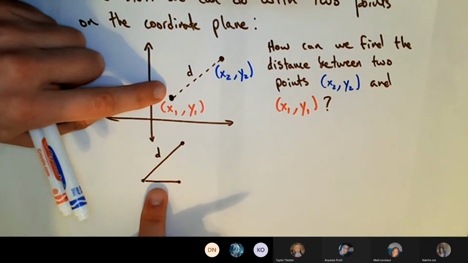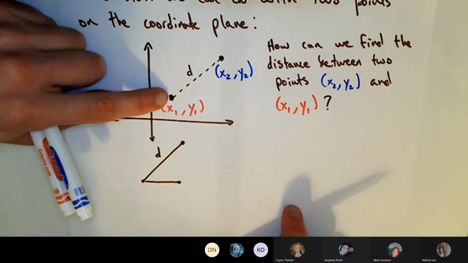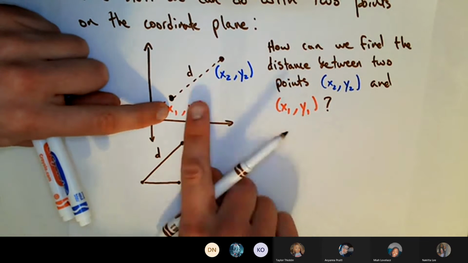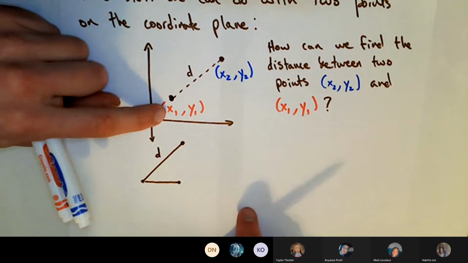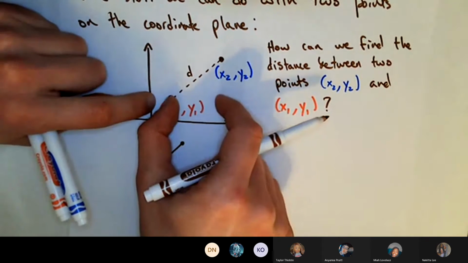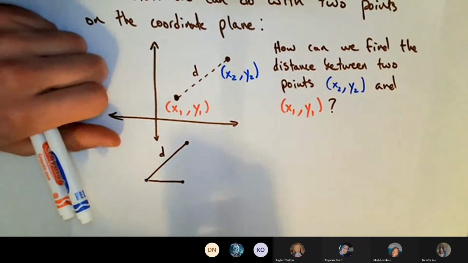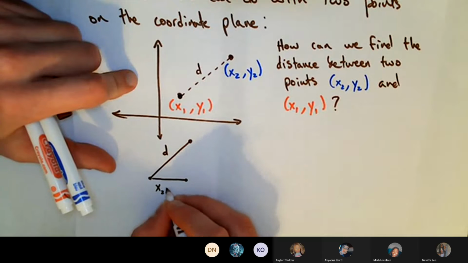Wouldn't this just be the difference in the 2 x values? In other words, if this point was at x value of 3, so just ignore the y value. If this was a 3 and this was a 5, to find just the horizontal distance between the points, you would just subtract those 2 x values.